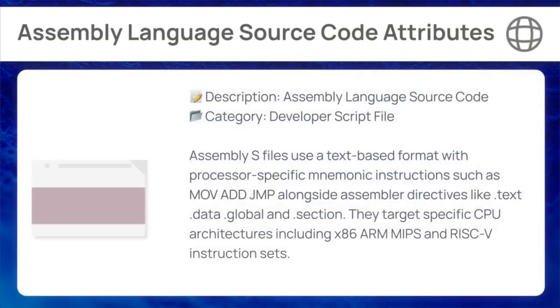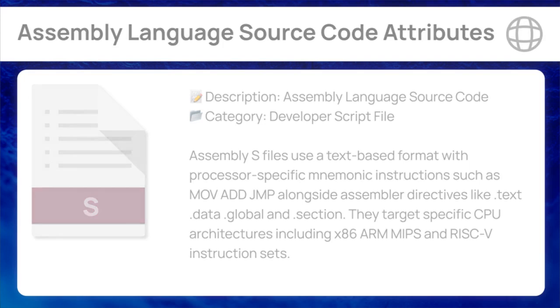Assembly S files use a text-based format with processor-specific mnemonic instructions such as MOV, ADD, JMP, alongside assembler directives like .text, .data, .global, and .section. They target specific CPU architectures including x86, ARM, MIPS, and RISC-V instruction sets.